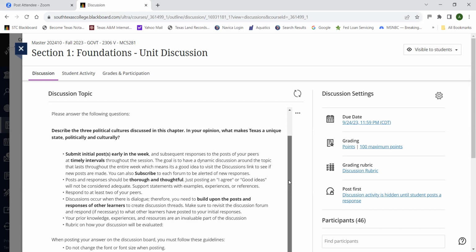So that's what it's supposed to simulate. It's supposed to simulate how we would do this if we were in the actual class here, like we're actually meeting. So that's why I want you all to do that and try to keep those discussions going.